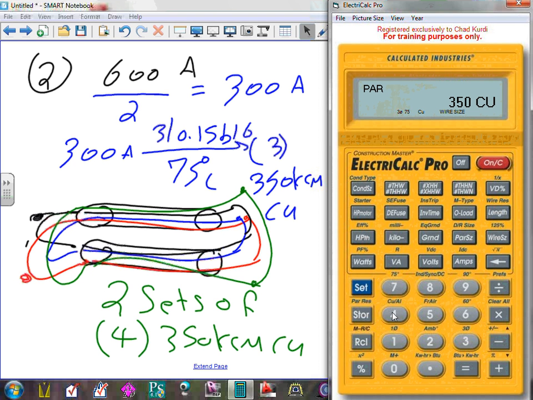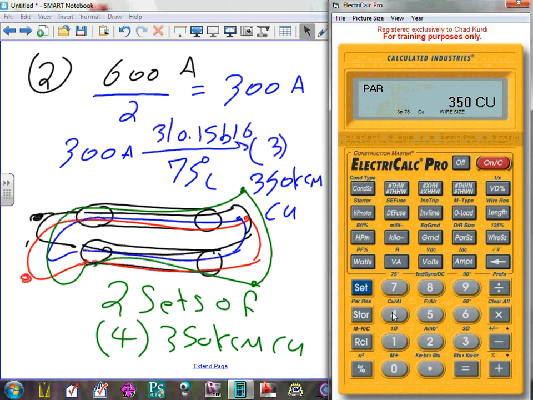Yes, sir. How do you determine what set you use? How many sets do you use and what determines the sets that you use? When you parallel, always look at something around the 500 kcm.